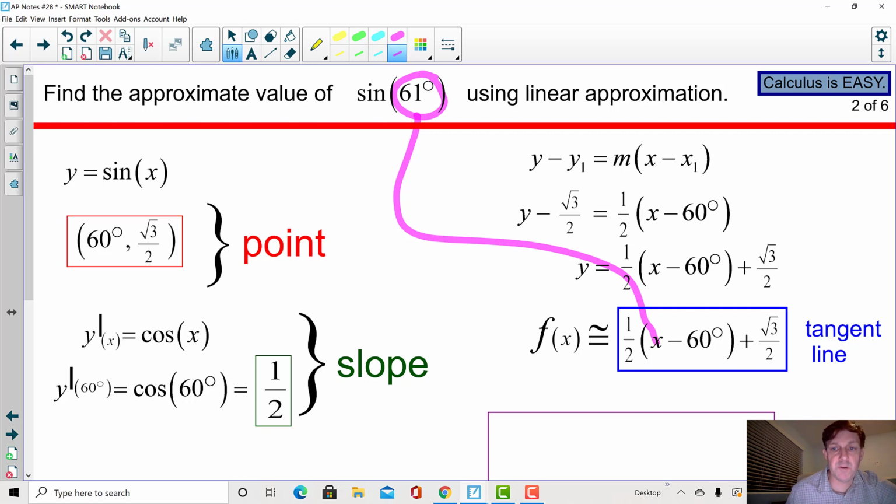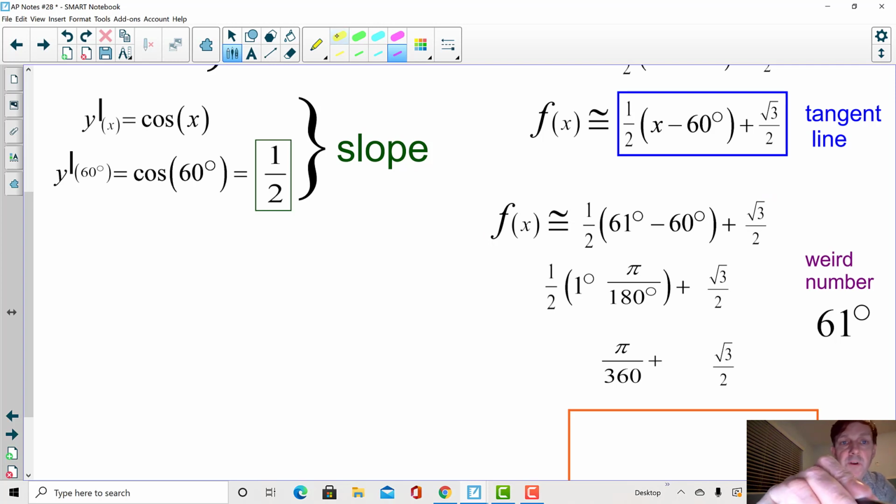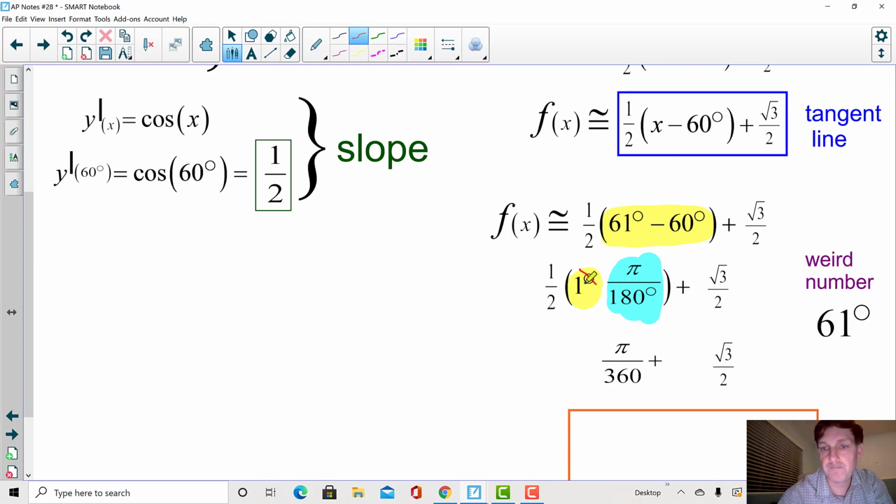And that's because 61 degrees is close to 60 degrees. Sometimes I call that number the weird number, and it's the number that you plug in at the end. So if we plug in 61 degrees, we're going to end up with 1 degree inside here. Now I don't want to leave it as 1 degree, because then I'll have this thing in terms of degrees, and then this one's kind of in terms of radians. So I'm going to change 1 degree into radians, and you can do that if you multiply by pi over 180. Then the degrees will cancel, and you end up with pi over 360 plus root 3 over 2.